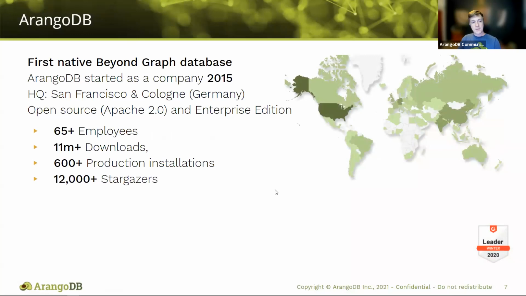Okay, and so ArangoDB is the first native beyond graph database. What that kind of means is ArangoDB is a native multi-model database, and that was founded in Cologne initially and has headquarters in San Francisco. It is an open source project. We have an open source community edition as well as an enterprise edition. We are quickly growing. We are well, I think, over the 65 employee mark, with 11 million downloads, 600 product installations, and 12,000 stargazers on GitHub, which we are very proud of.